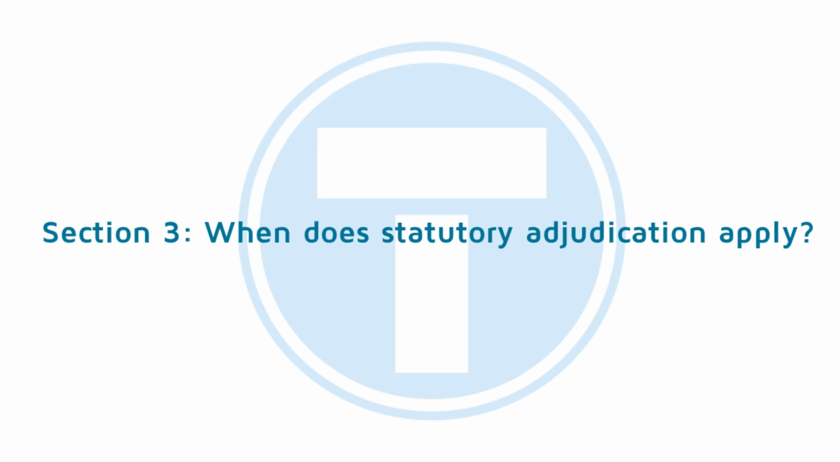Section 3. When does statutory adjudication apply? Statutory adjudication applies to any construction contract as defined in the Construction Act. The Act can be studied at www.legislation.gov.uk. A construction contract is defined under Section 104.